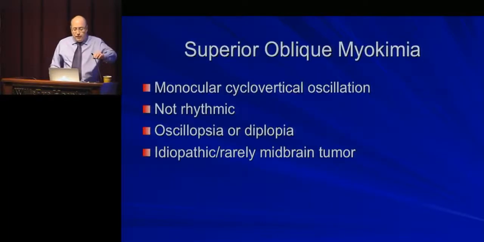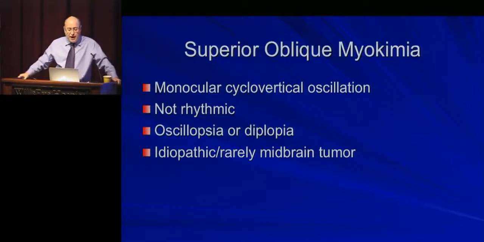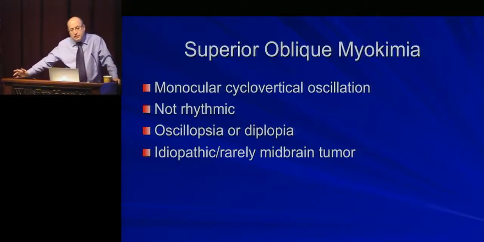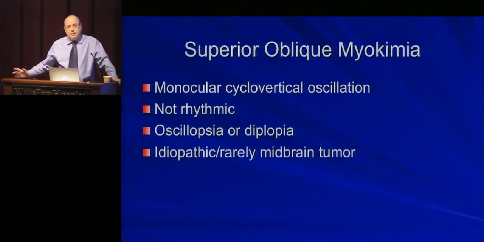The final type of eye movement we'll talk about is superior oblique myokymia. So this is a monocular cyclovertical oscillation, one eye, not rhythmic. Patients present with oscillopsia or diplopia, intermittent, and it's really idiopathic. But very rarely there have been midbrain tumors described. And sometimes the patient comes in with a history like this and you can't elicit it. What you do is under the slit lamp, you try to look for it, and you try to have them look down in the direction of the superior oblique, and you'll see this little oscillation.